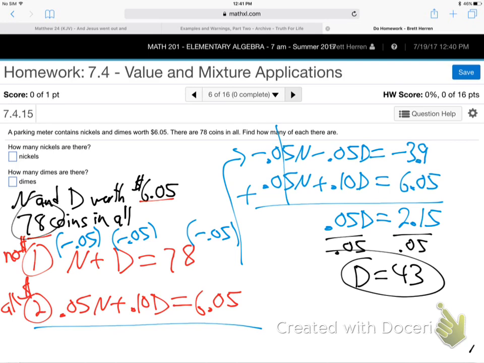Now, dimes, how do you get nickels? They give you the total, 78, right? They're always giving you the total on all these. So just subtract 78 take away the 43. What does that leave? 35 nickels. Must be 35 nickels left. And we're done. Questions? No questions? All is happy?